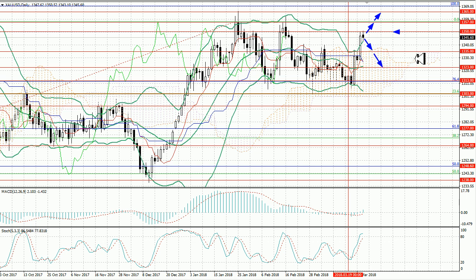The possibility of correction is confirmed by Stochastic, which turns in the overbought zone. Generally, a downward correction seems more probable, but the resumption of growth in case of the breakout of the 1350 mark is not excluded.